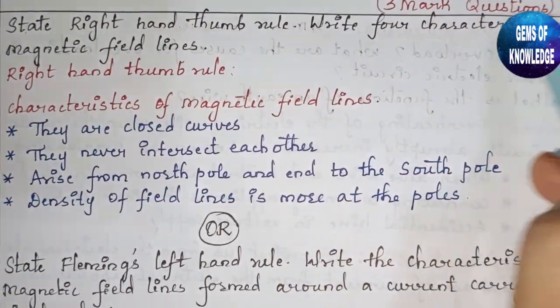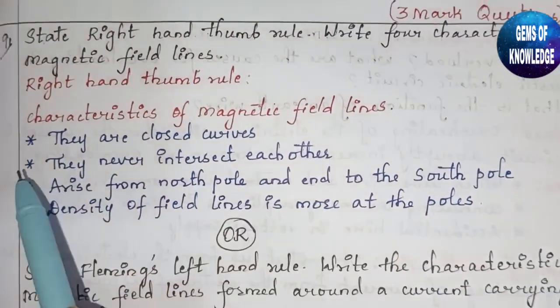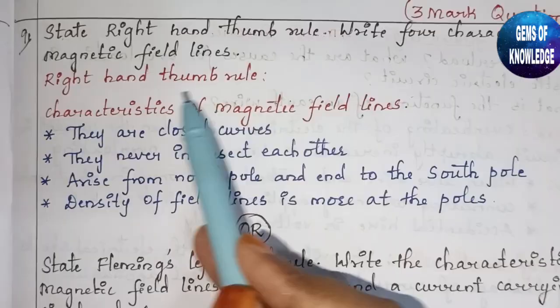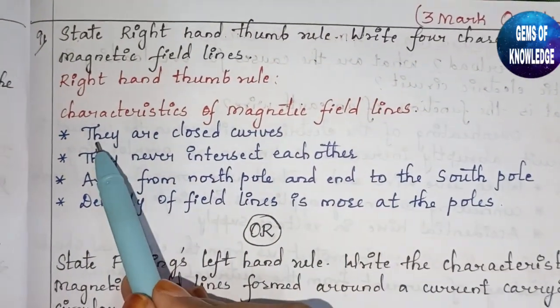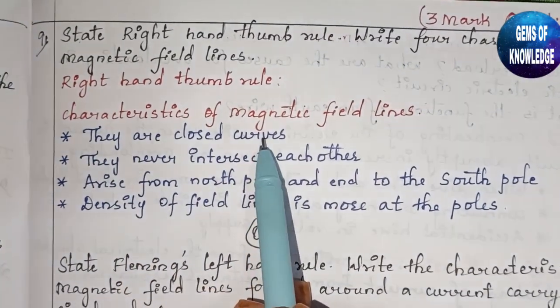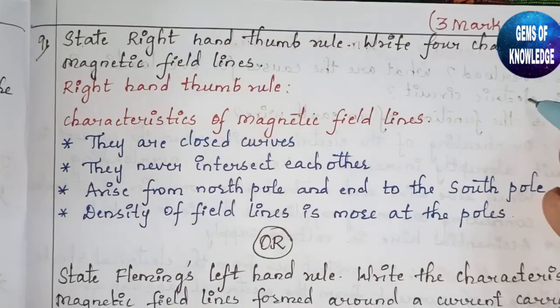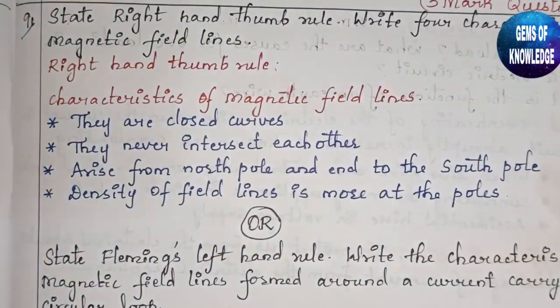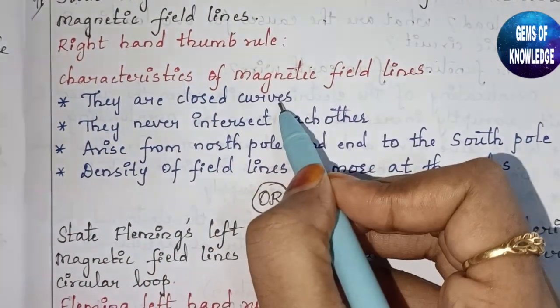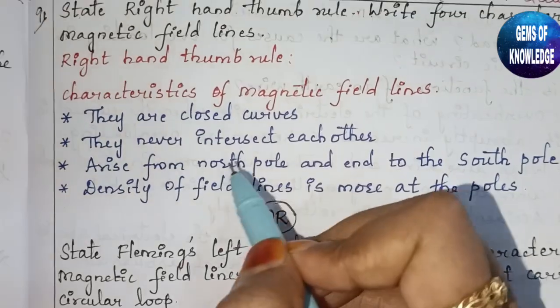Next, write 4 characteristics of magnetic field lines. So we should know the characteristics of magnetic field lines. First of all, they are closed curves. I hope you have seen the magnetic field lines. They are closed curves. You can see the curved lines over there.